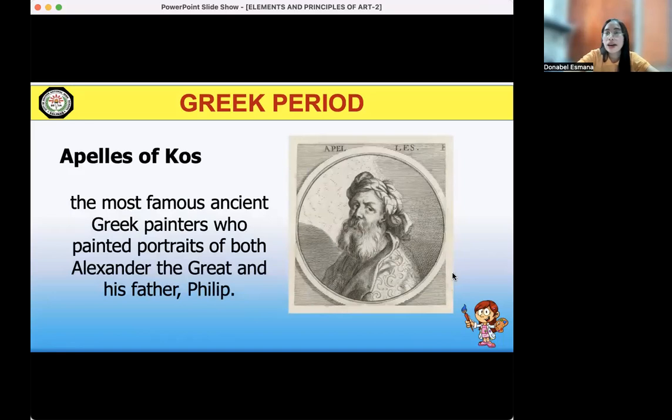So, I have mentioned on my objectives last meeting na we will identify artists, no, from different periods, and sa prehistoric and sa Egyptian art, wala pa po tayong na-identify na artist, no?